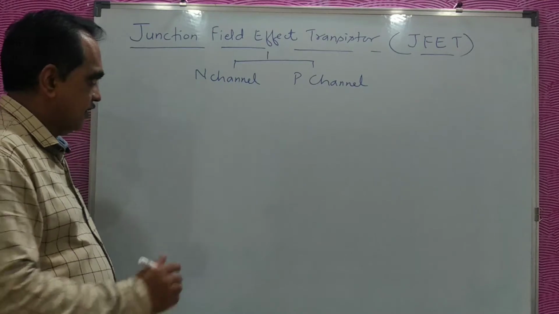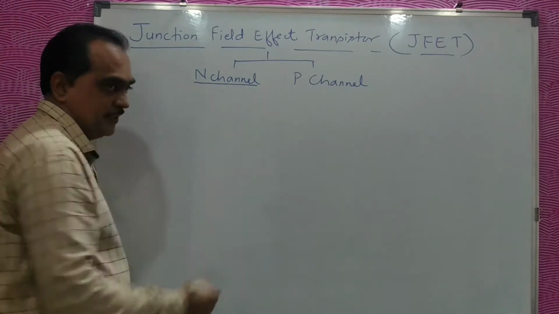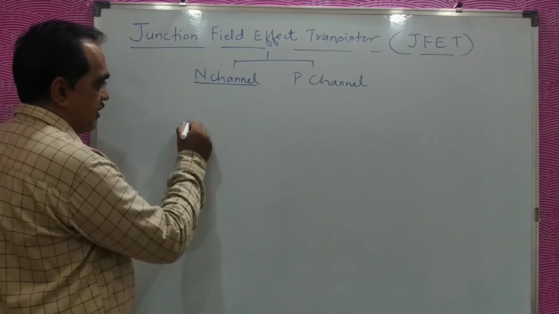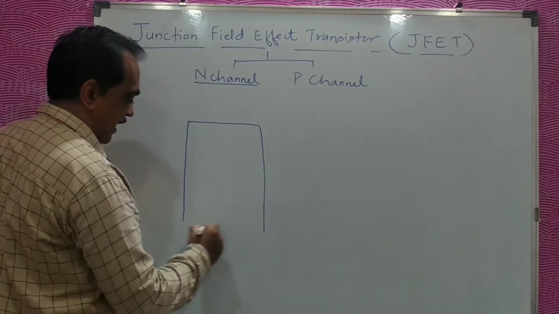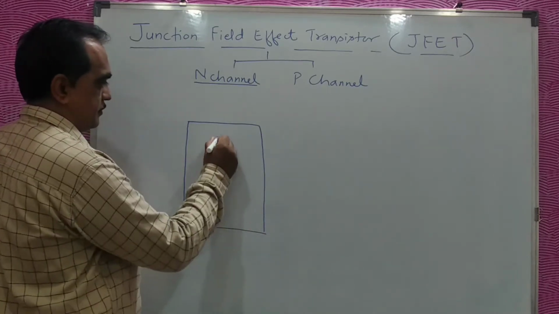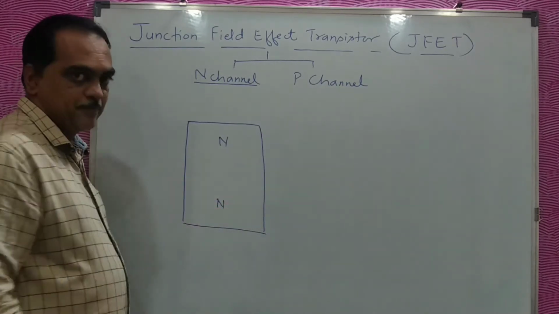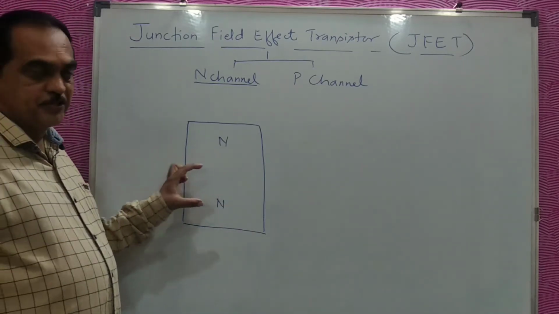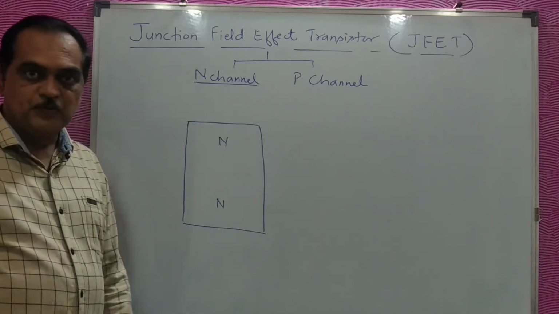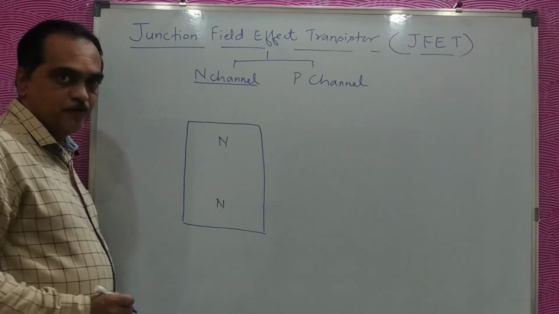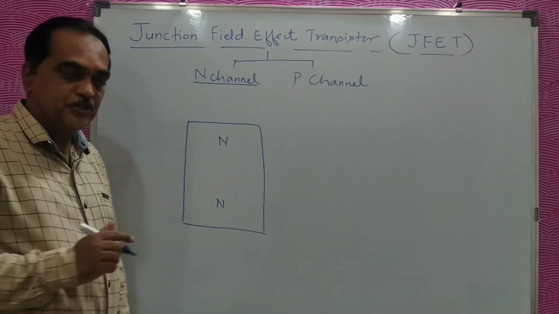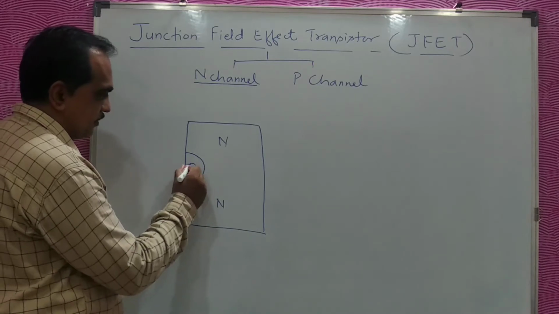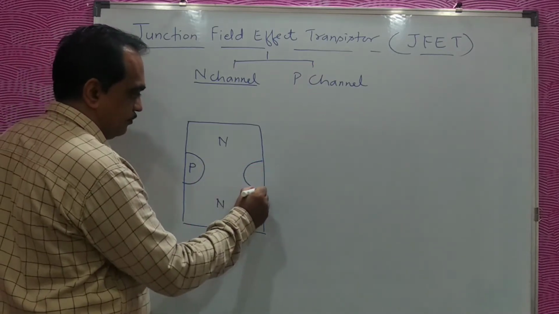Now in that, if you speak about N-channel JFET, you have to first take a bar, a semiconductor bar of N type of semiconductor. This is N type of semiconductor. So this is a bar which is N type of semiconductor for N channel. Now in this bar you have to induce P type of semiconductor on both these sides.